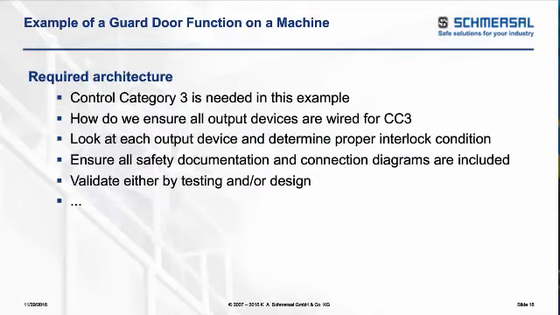So as we look at what that required architecture is, we stated performance level D, control category 3 was needed in this particular pictogram example. We now have to look at how do we ensure that we are truly shutting down all of our output devices. We got to look at each one of those. We got to pull manufacturer's documentation. How do we safely implement that into a machine? Once we know how to do it, we design it up, we wire it up, we have to validate it, either through design or by testing, and we'll talk a little bit about that in a few slides.